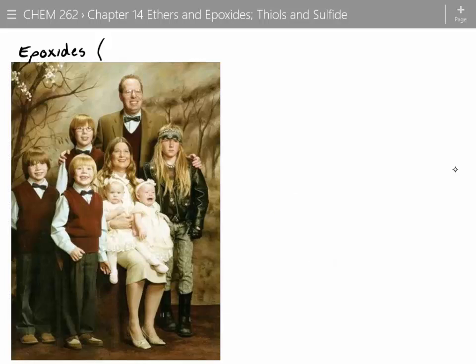I said that ethers are fairly inert, kind of bland. Molecules don't do a whole lot. But you notice the kid on the right? He's the epoxide of the family. He's a little bit more reactive, a little out there, doesn't behave like normal ethers. So epoxides are called the black sheep, or at least I call them the black sheep of the ether family.